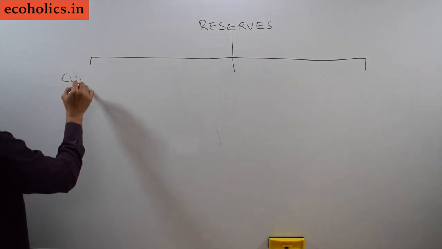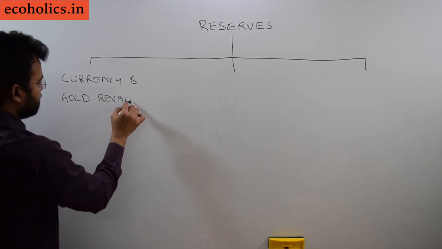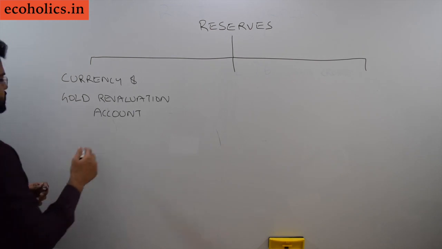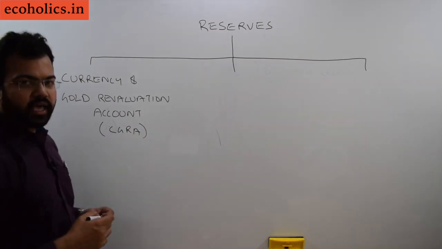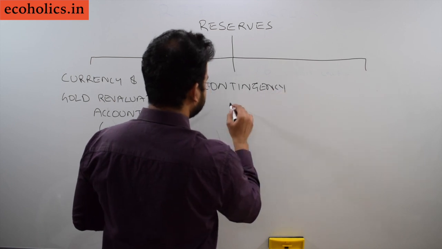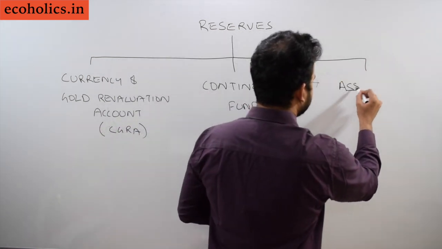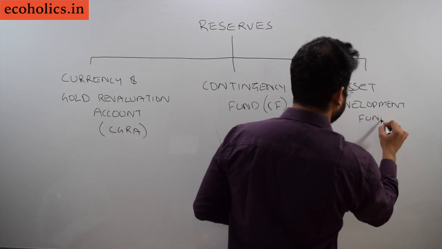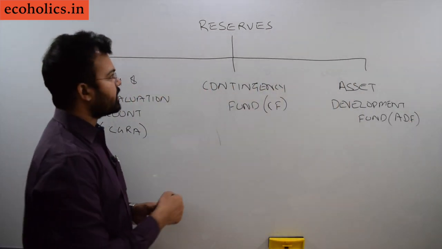The first one is the currency and gold revaluation account. This is known as CGRA. The next one we have is the contingency fund. In short, we'll write CF. The next one is the asset development fund, that is ADF. These are the three types of reserves that RBI has.